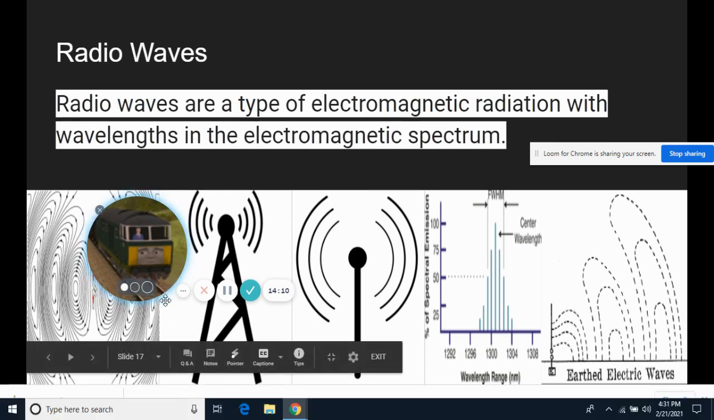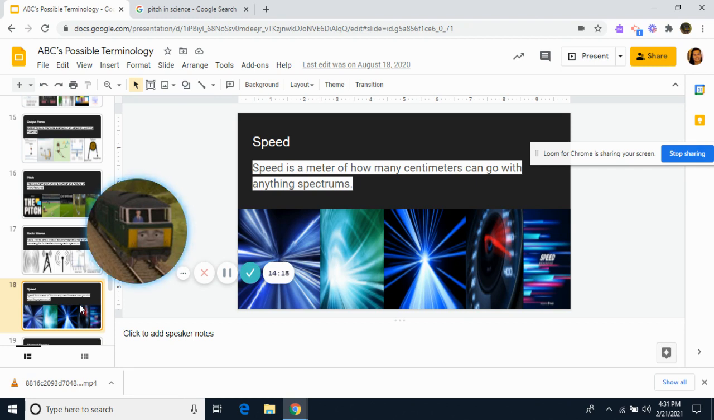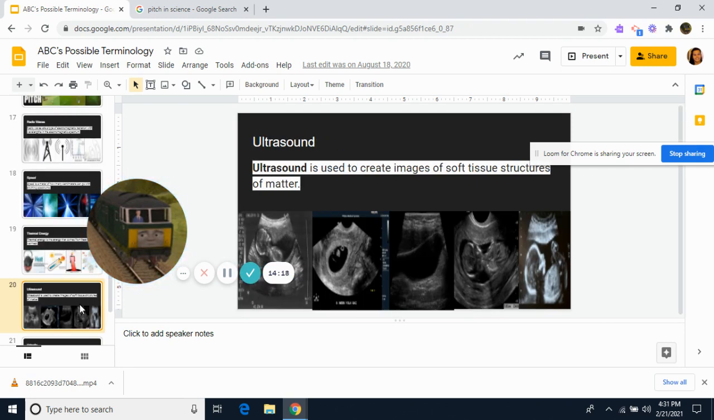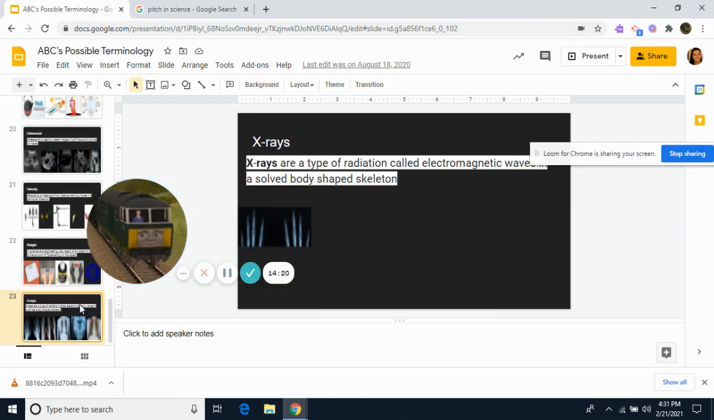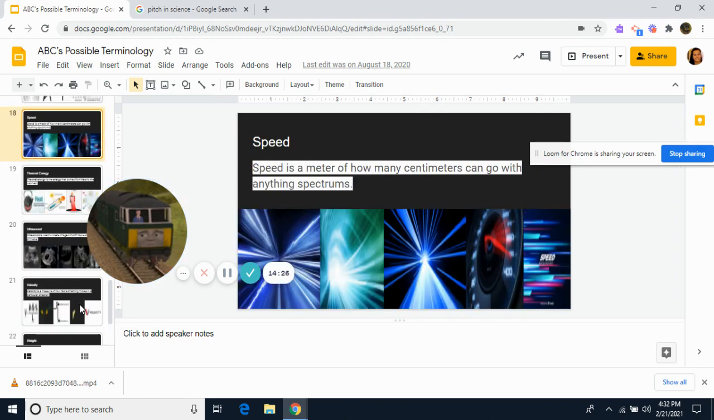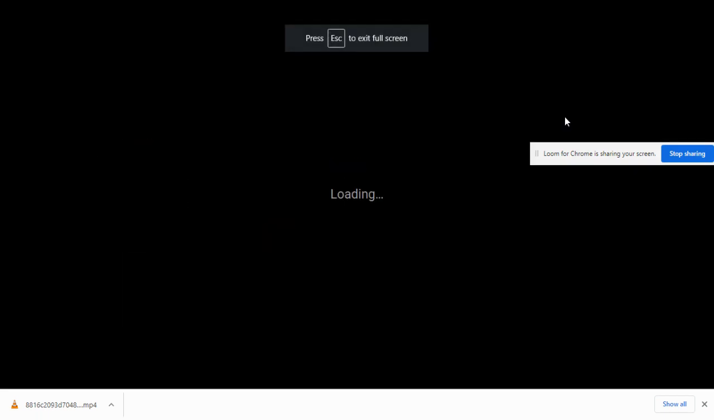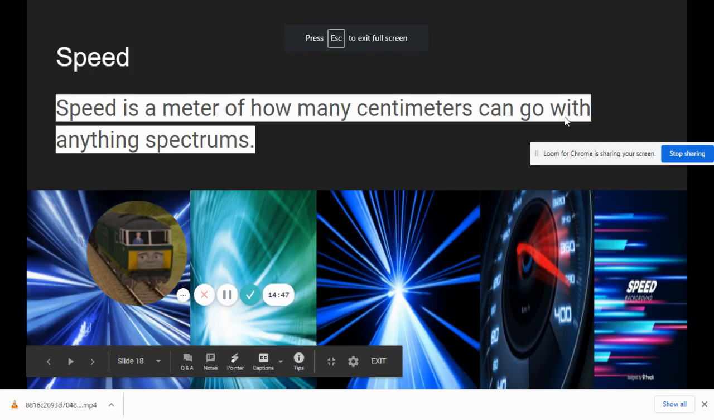All right, enough of the radio waves. So let's go on. How many slides do we have? Speed, thermal energy, ultrasound, velocity, weight, and x-rays. So six slides, all right? We'll try to make it through all the slides. Maybe on part 28, I'm going to do something different, about social studies or so.